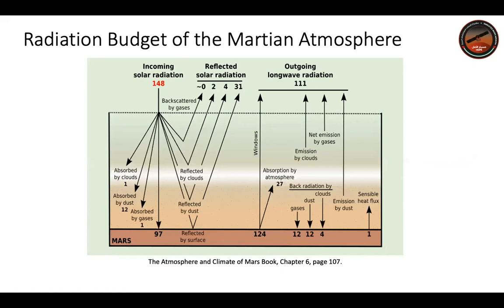Here you can see the radiation budget of the Martian atmosphere. Radiation budget represents the balance between the incoming solar radiation and the outgoing radiation. It could be mainly solar radiation or any radiation emitted by the Martian system, including the atmosphere. So any thermophysical properties could induce a change in the radiation budget of the Martian atmosphere if they changed.